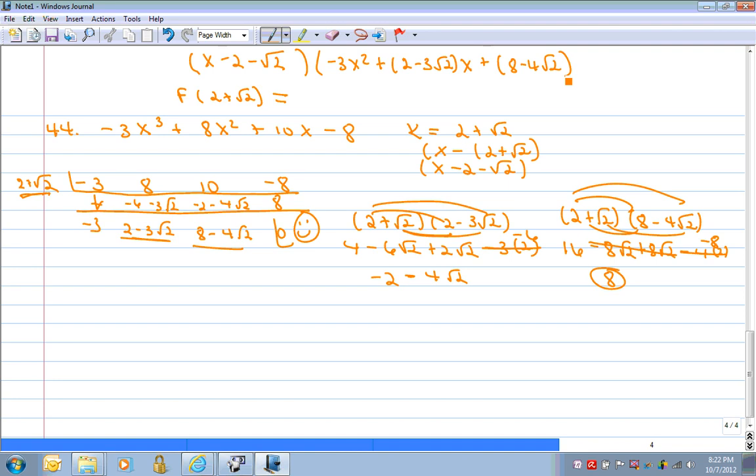Those are our factors, and so when we substitute or we plug in for x, f of 2 plus the square root of 2, our output, of course, now we know is for sure 0. And so that would be the answer that we're looking for. All right, go Bearcats. Let's keep moving.